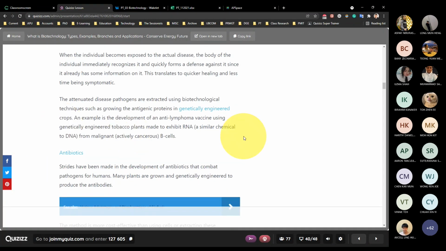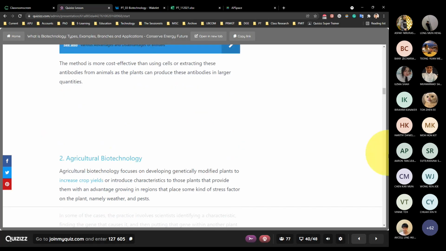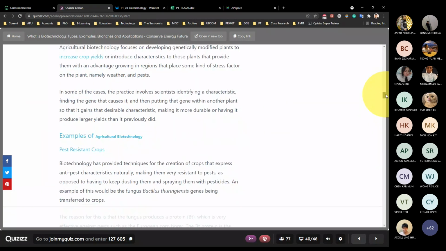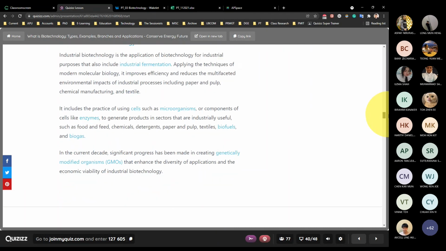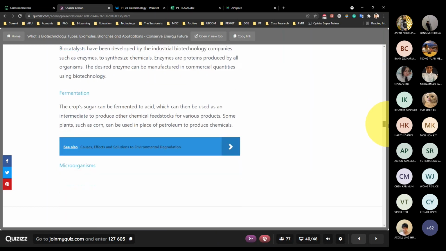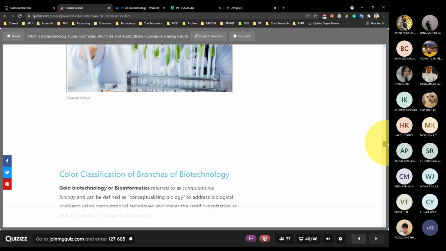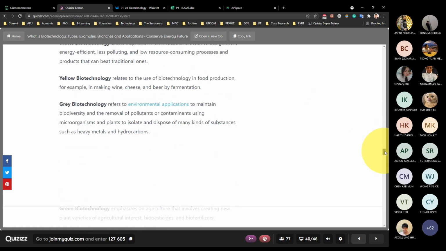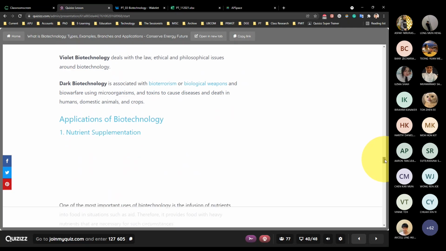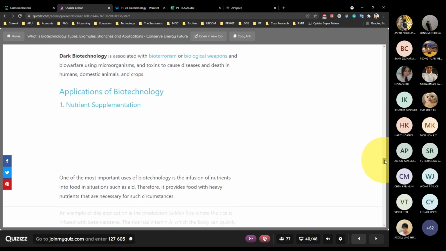So again, you see vaccines here, you see antibiotics here, you see agricultural. Then you see examples of agricultural here as well. And then as you go, you will see industrial biotech, what kind of examples are being provided there. Environmental. And then, of course, there are other classifications as well. If you're not so aware of the other classifications, that is fine. For example, gold is actually referring to bioinformatics. But there are actually others as well, right? There are also aspects of violet and dark, as I showed you earlier. The last part of this website is also going into applications of biotech.